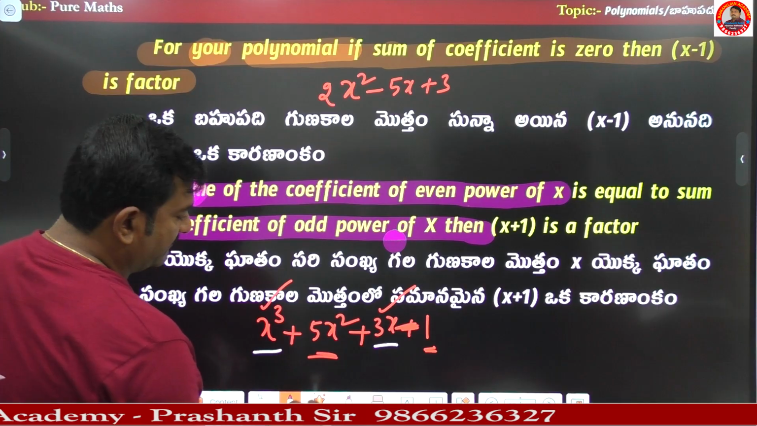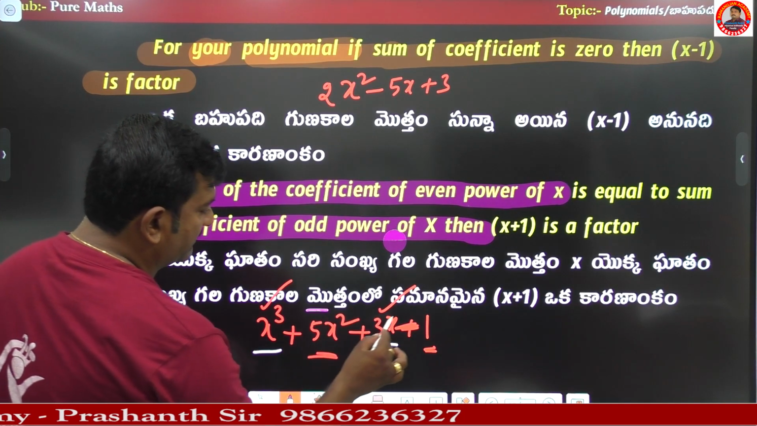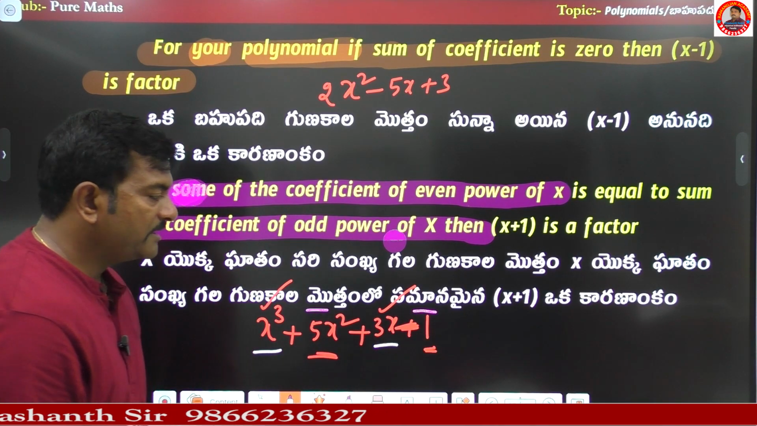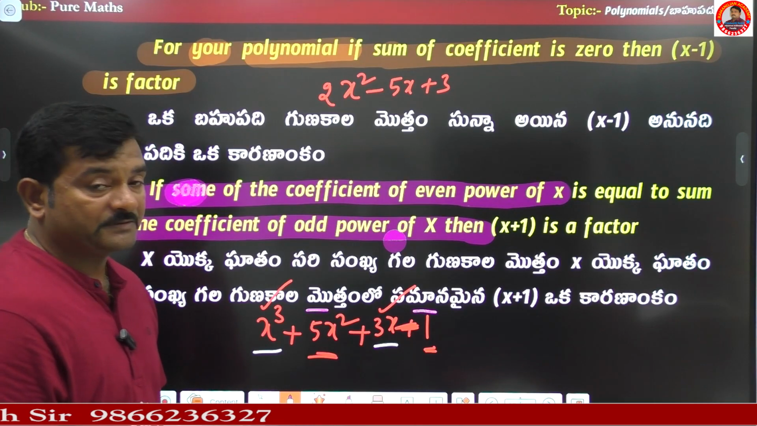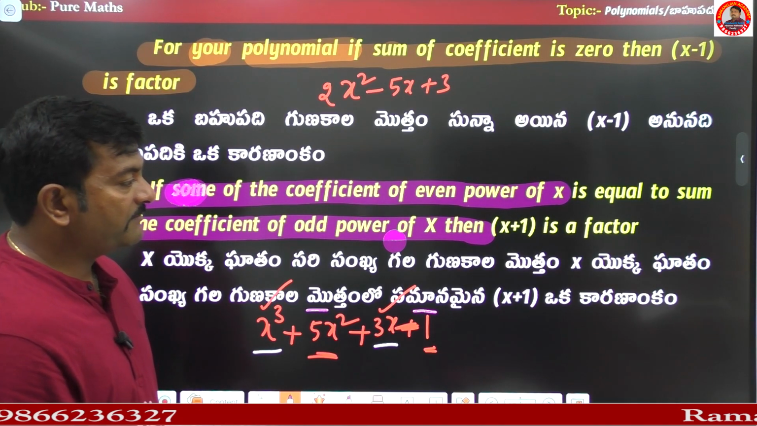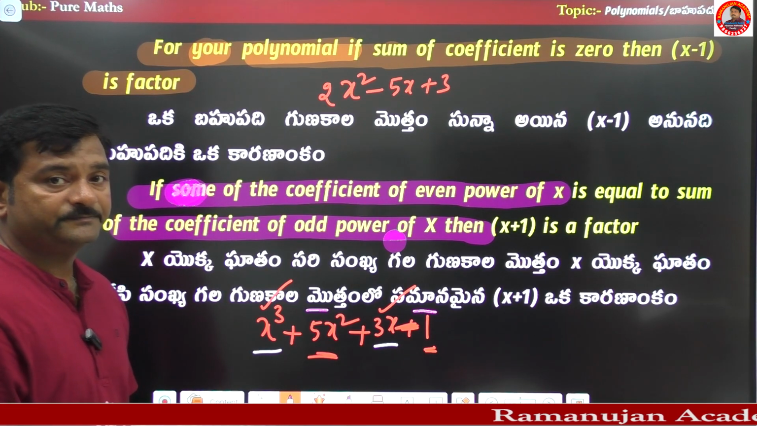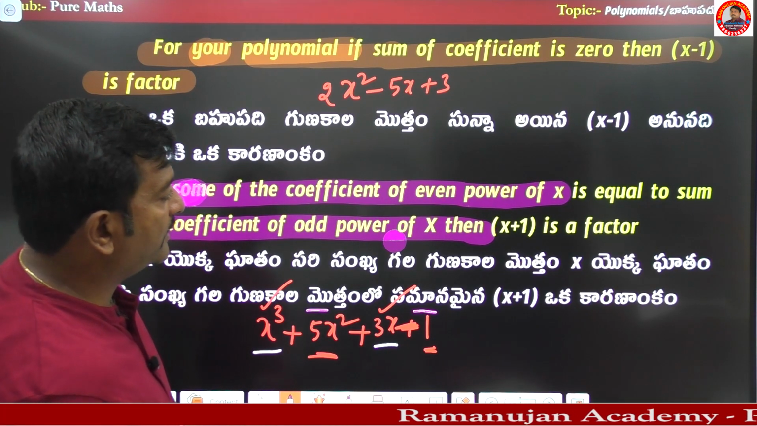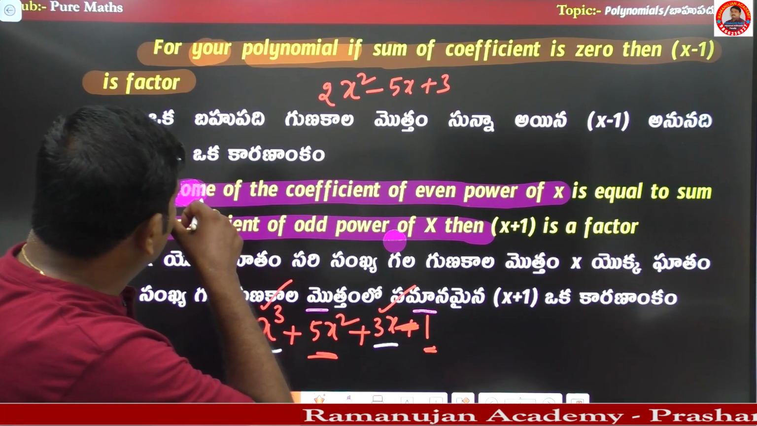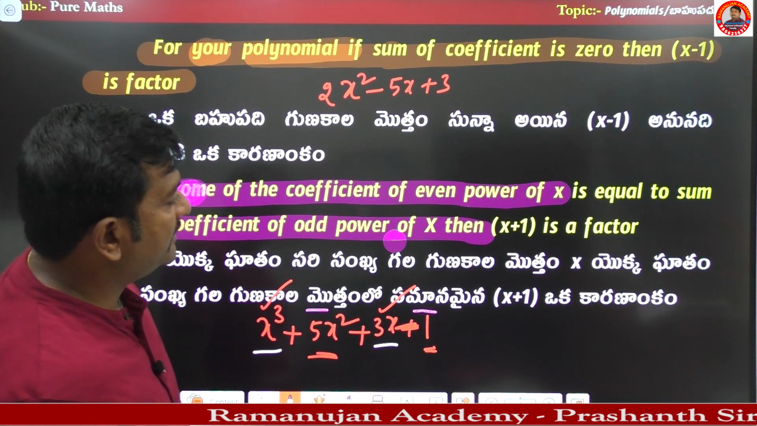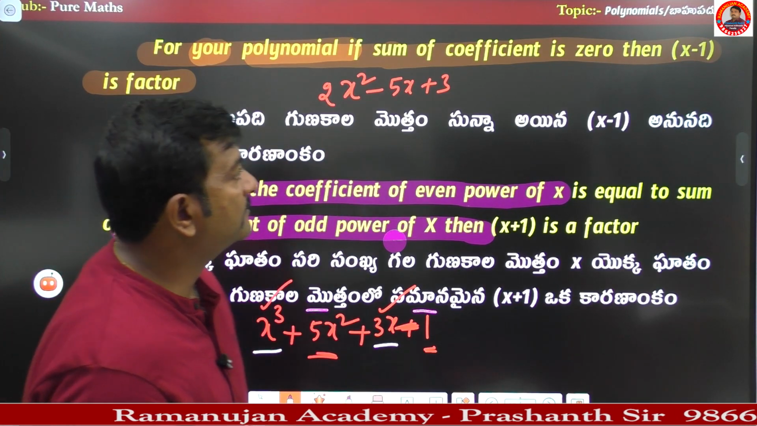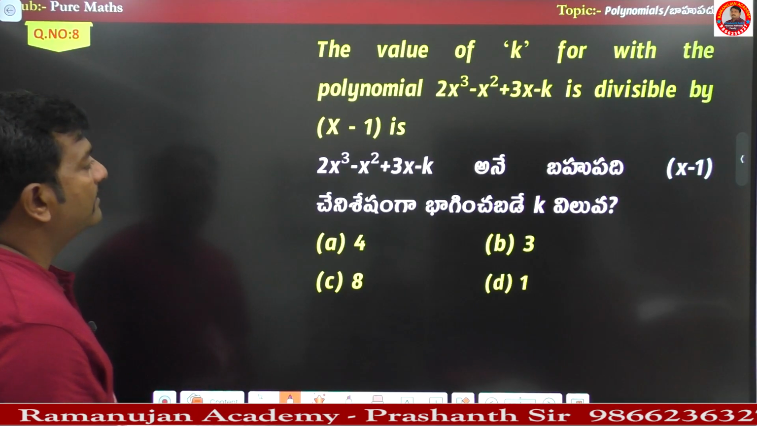We'll focus on even power. Even power means this is even power, even this is also even power. Even power sum is what? Plus 5 minus 1, so 4. So even power and odd power, that is what you are getting. 0 you are getting. Since you are getting 0, here simply what we can say, x plus 1 is one factor. That's all. We'll discuss some questions, don't worry.